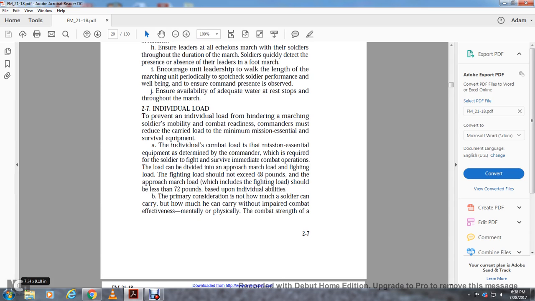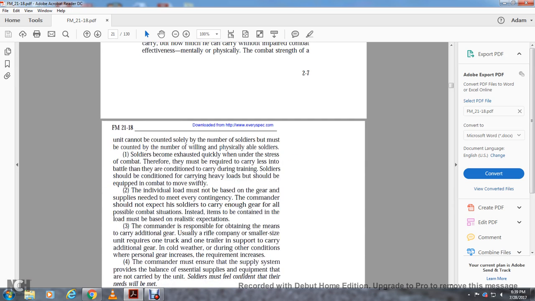The fighting load should not exceed 48 pounds, but the approach march load, which includes the fighting load, should be less than 72 pounds, based upon the individual's ability. The primary consideration is not how much the soldier can carry, but how much he can carry without impairing combat effectiveness, mentally or physically. Combat strength cannot be counted solely by the number of soldiers, but by the number of willing and physically able soldiers.